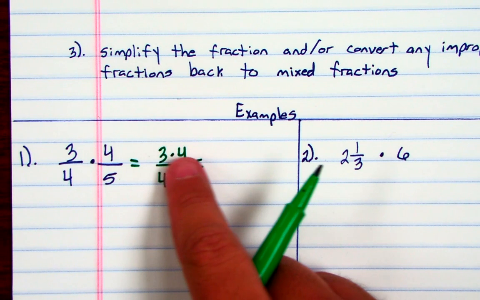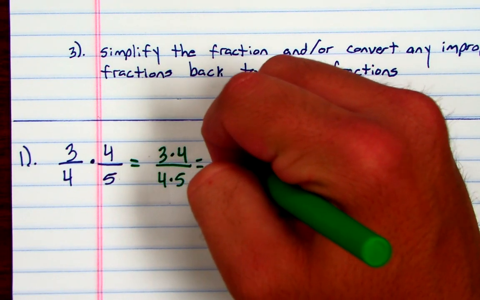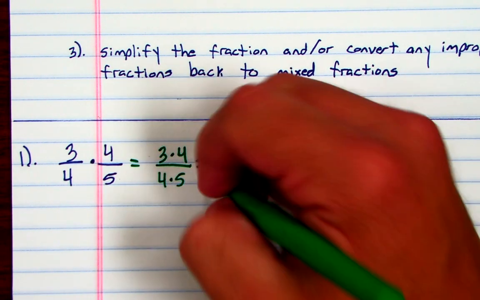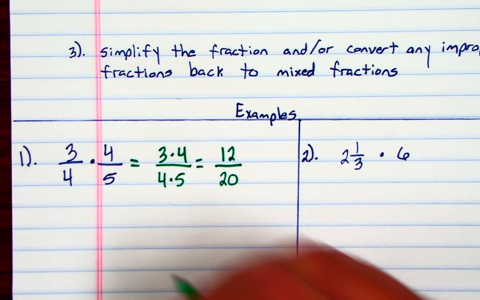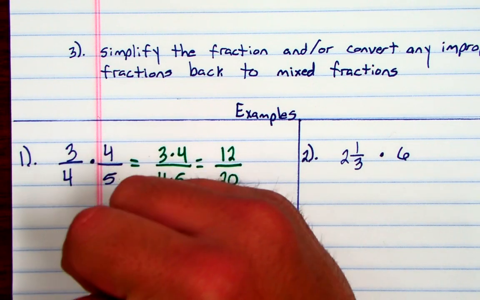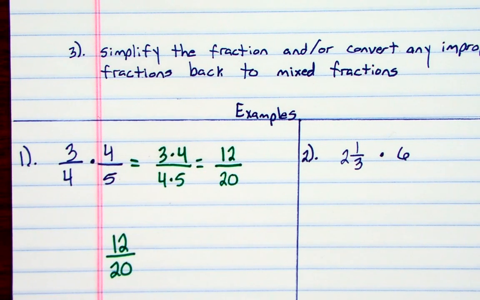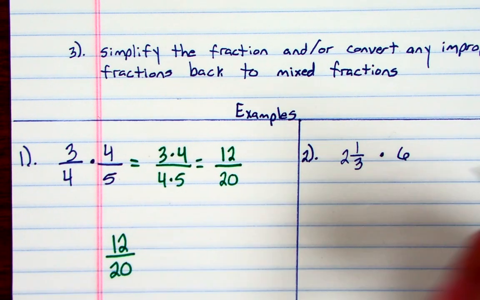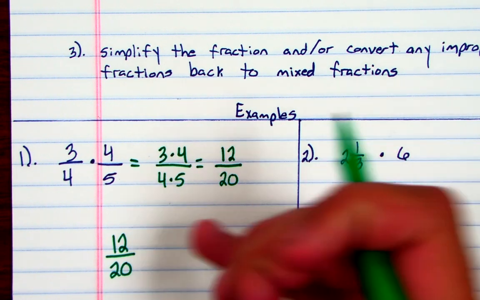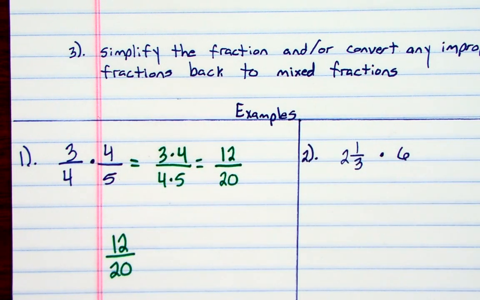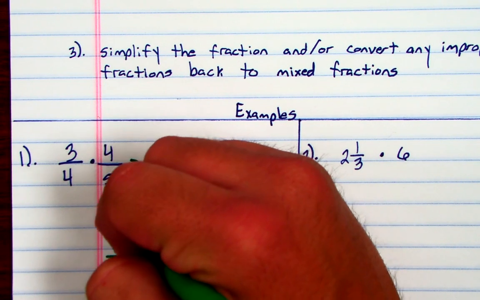Well, 3 times 4 is 12. 4 times 5 is 20. Step 2, done. Step 3 says to simplify the fraction. Well, if you notice, both of these numbers are even numbers, which means they are both divisible by at least 2. Some of y'all are going to say it's divisible by 4. If you see they're both divisible by 4, then divide by 4. But in this case, I'm going to divide both by 2.